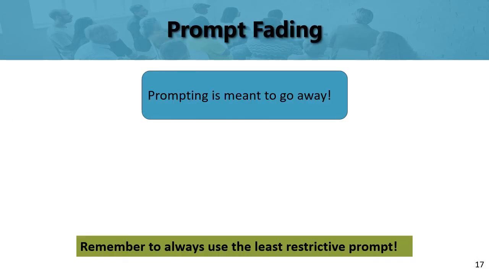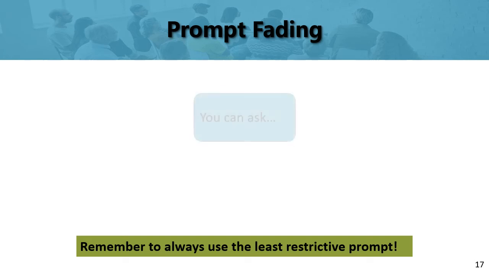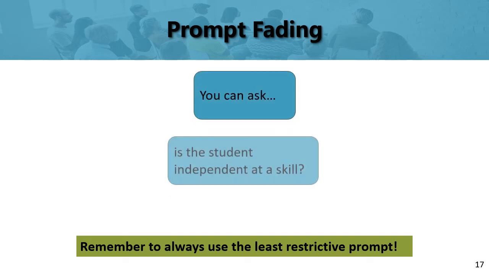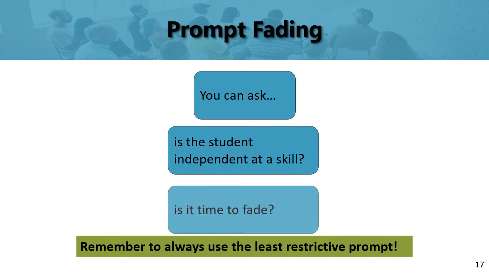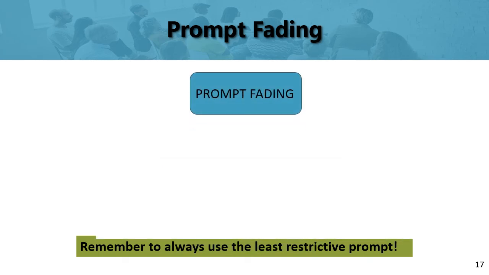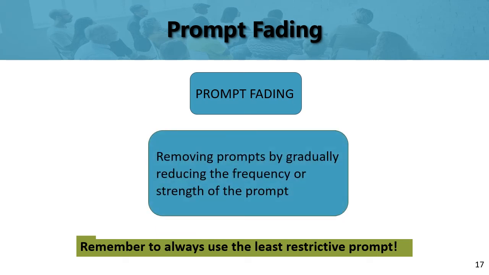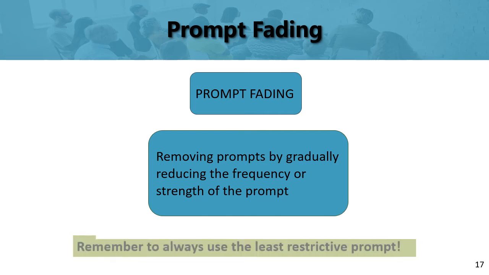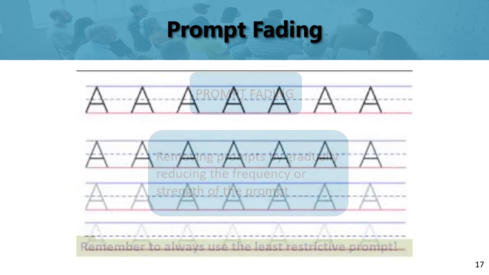Prompting is meant to go away. So you can ask, is the student independent at a skill? Is it time to fade? Prompt fading is where we remove prompts by gradually reducing the frequency or the strength of the prompt. Remember to always use the least restrictive prompt possible.